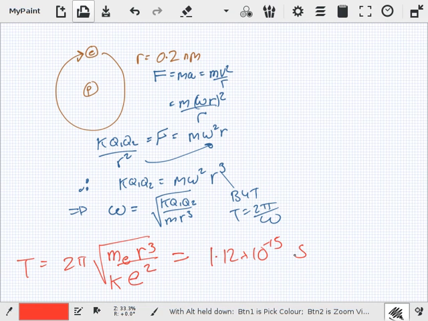Micro, nano, pico, femto? Is it femtoseconds? 1.12 femtoseconds. But we can change the electron for electron scale. Anyway, so we'll just leave it like that.